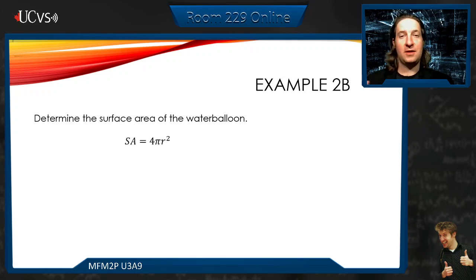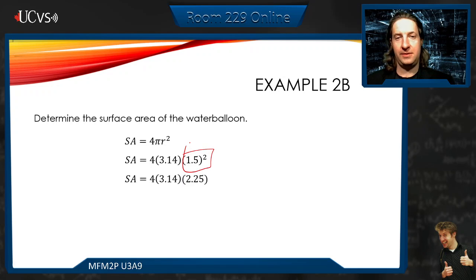And the formula for the surface area of a sphere is 4 times pi times r squared this time. So we're going to put in our numbers. Again, remember to do the exponent first. That's going to give us 2.25. Then we just multiply those out, and we end up with a square footage of 28 square feet. That's a lot.